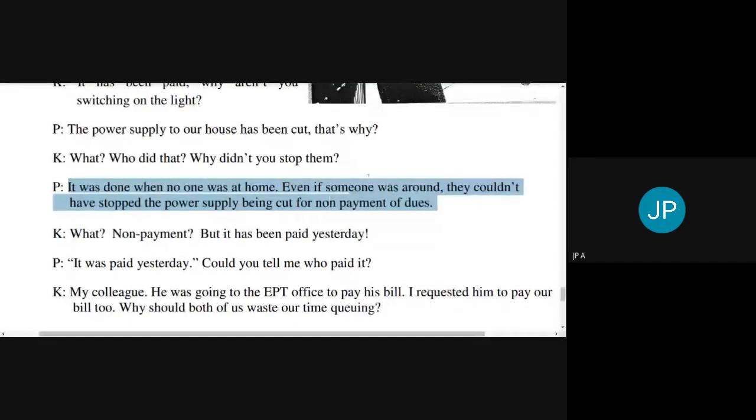So even if someone was around, this is a kind of idiom.